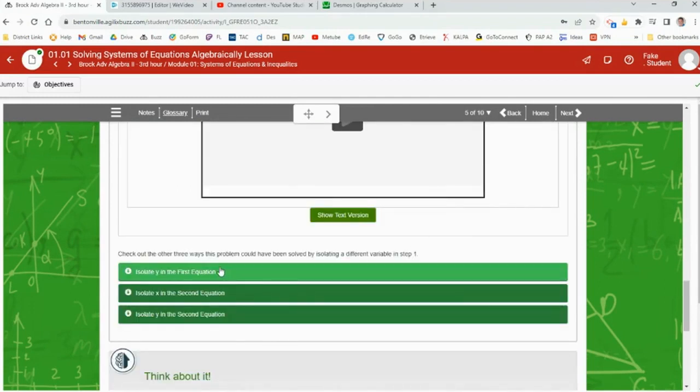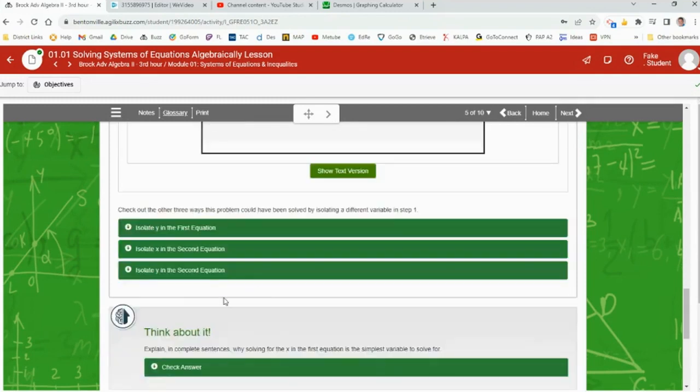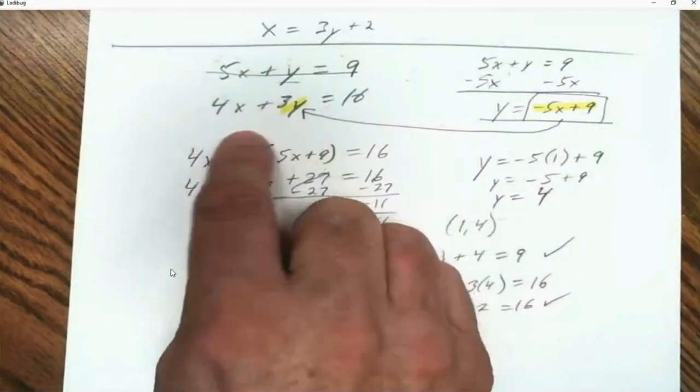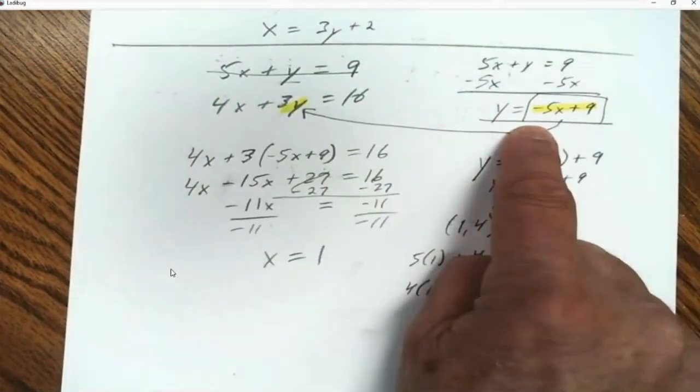And there's 3 other ways this problem could have been solved. You could isolate the y. See, they did it by isolating the x right there. You also could isolate the y, the x, y. Like I said, we had choices. When we did this, we could have isolated any one of those 4. But since this one was just a y, we chose that because that's easier.